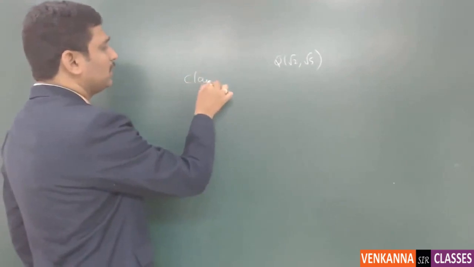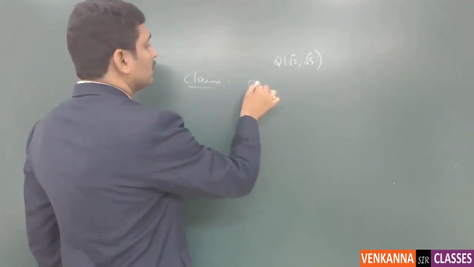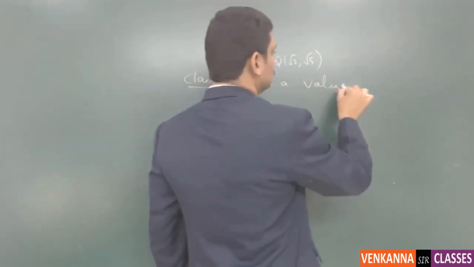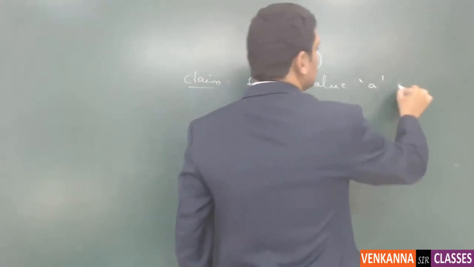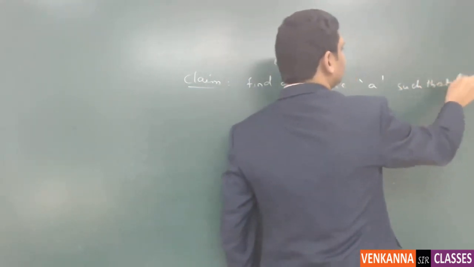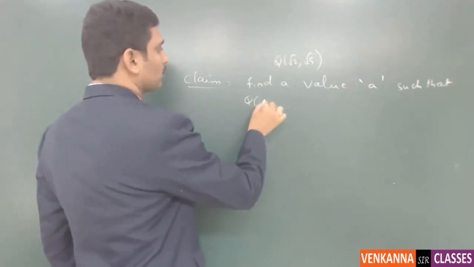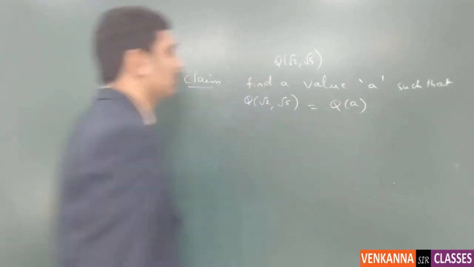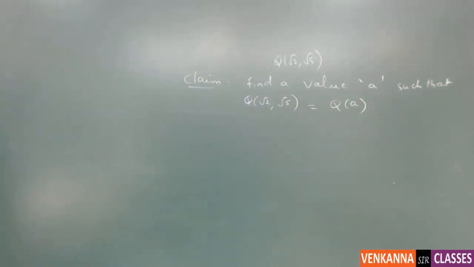So it is our claim that we find a value a such that Q of root 2 comma root 5 is equal to Q of a. Okay, this is the question part.